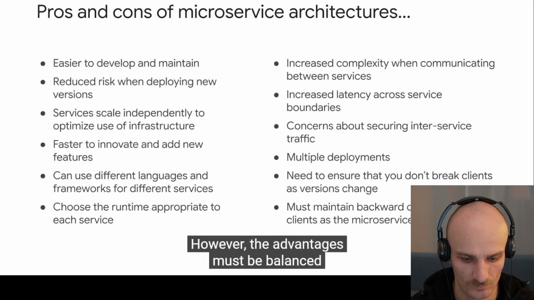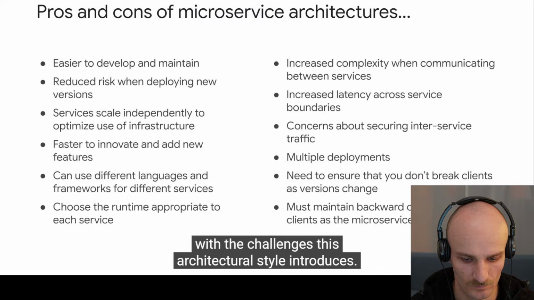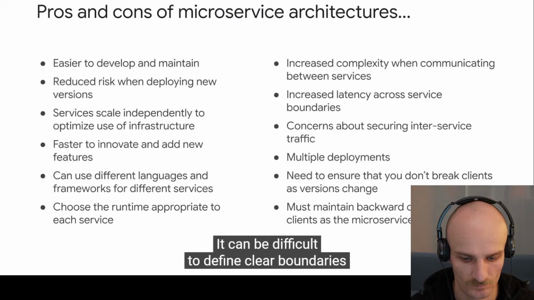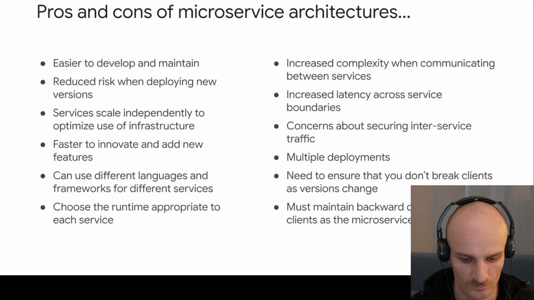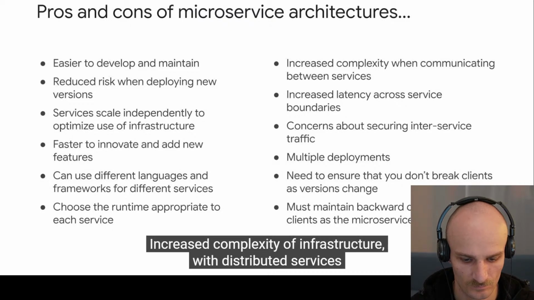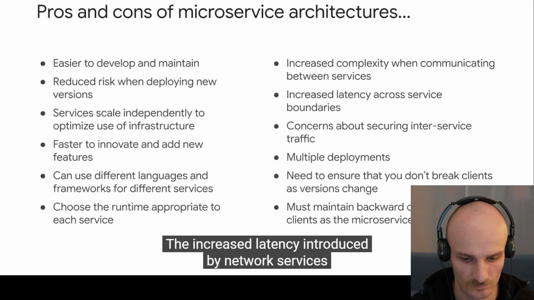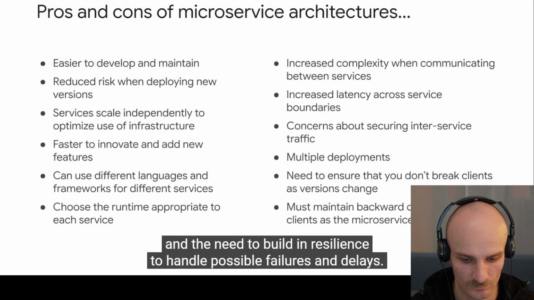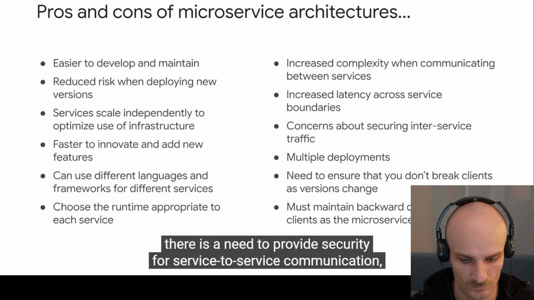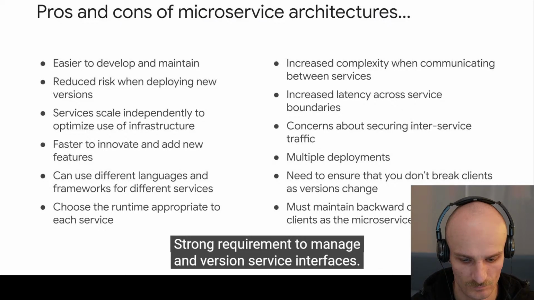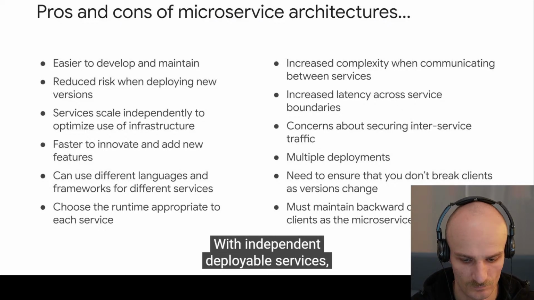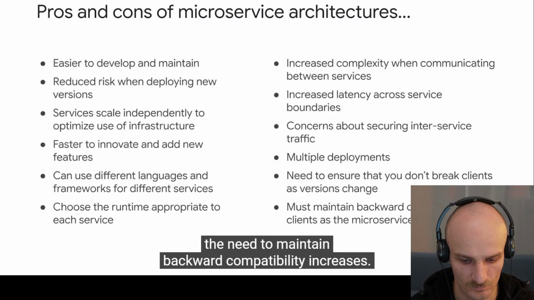However, the advantages must be balanced with the challenges this architectural style introduces. Some of these challenges include: it can be difficult to define clear boundaries between services to support independent development and deployment; increased complexity of infrastructure, with distributed services having more points of failure; the increased latency introduced by network services, and the need to build in resilience to handle possible failures and delays. Due to the networking involved, there's a need to provide security for service-to-service communication, which increases complexity of infrastructure. Strong requirement to manage and version service interfaces. With independently deployable services, the need to maintain backward compatibility increases.